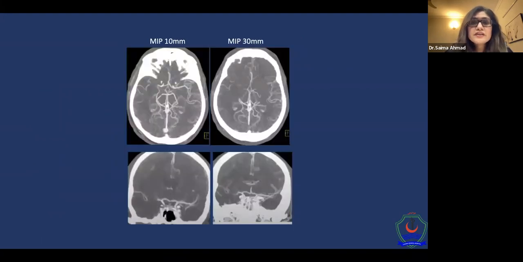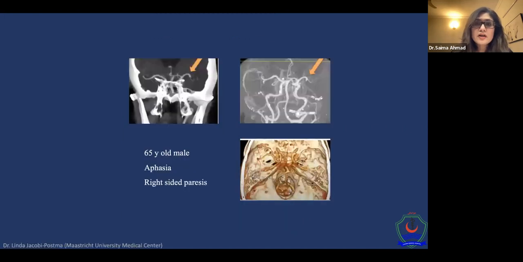As far as MIP is concerned, you can use 10 mm and 30 mm. You shouldn't use thicker than 30 mm, because in that case you miss the arterial phase and you can see the venous enhancement. But in these, you can see that with the 30 mm MIP, it's difficult to see the carotids here. So the ideal is 10 mm MIP, but you can also do it with 30 mm. You can play around with this if you know how to do it.